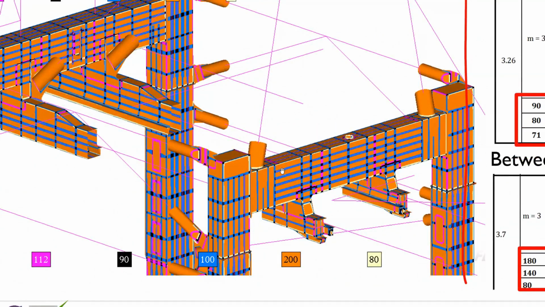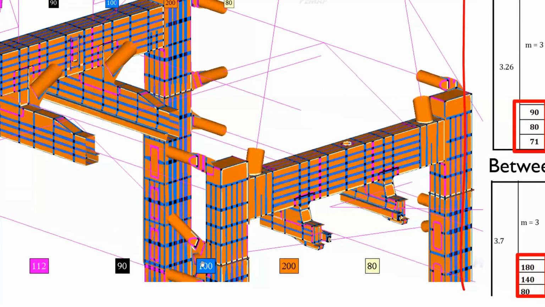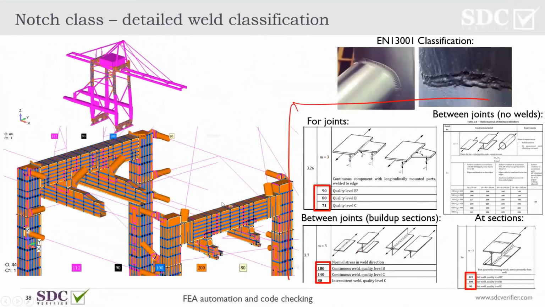In addition to the recognized welds, you receive a nice picture which shows you all these welds colored in blue, which have the notch class of 100. Here I have weld intersections, and the non-welded area, which is colored in orange, has the higher notch class, and so on. So it allows us to focus on the real problems and to make sure that these values are representative of the real situation.